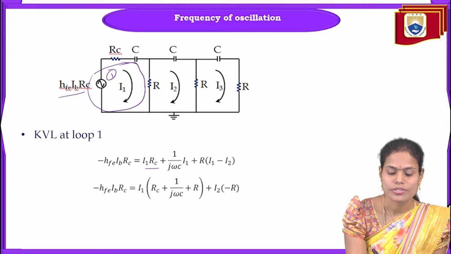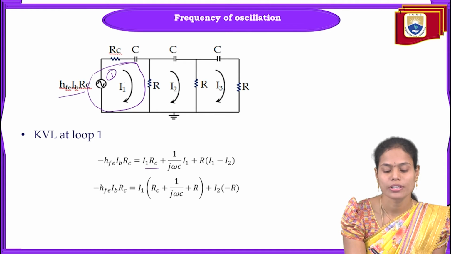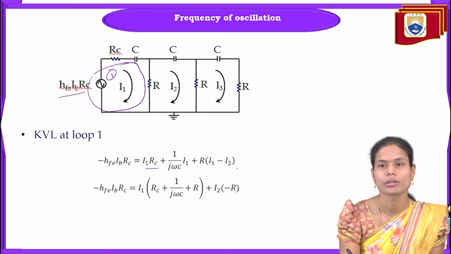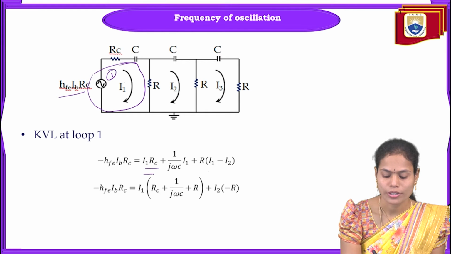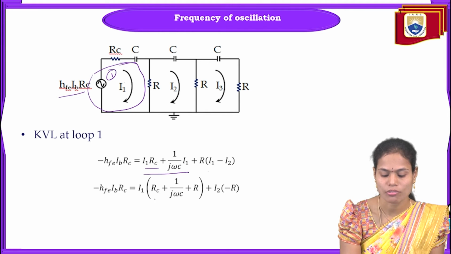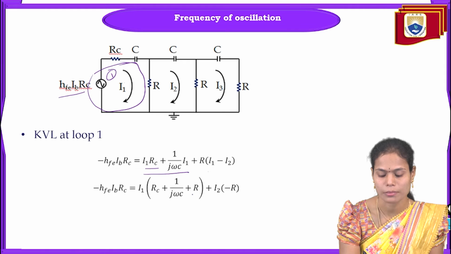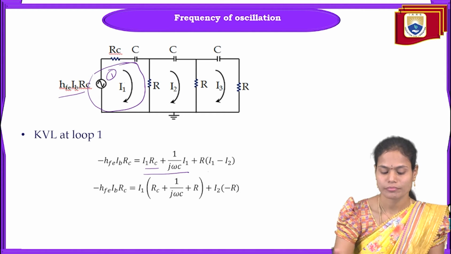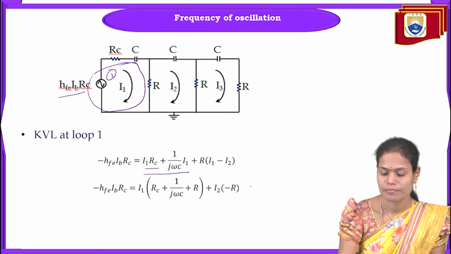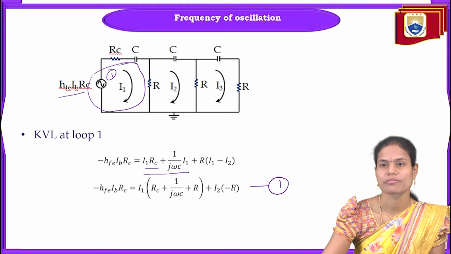And this resistance is in between the first loop as well as the second loop. So that's why R into (I1 minus I2) here. So take I1 common here. So you will get it as I1 of (R plus 1 by j omega C plus R) minus I2 R. So take it as the first equation.